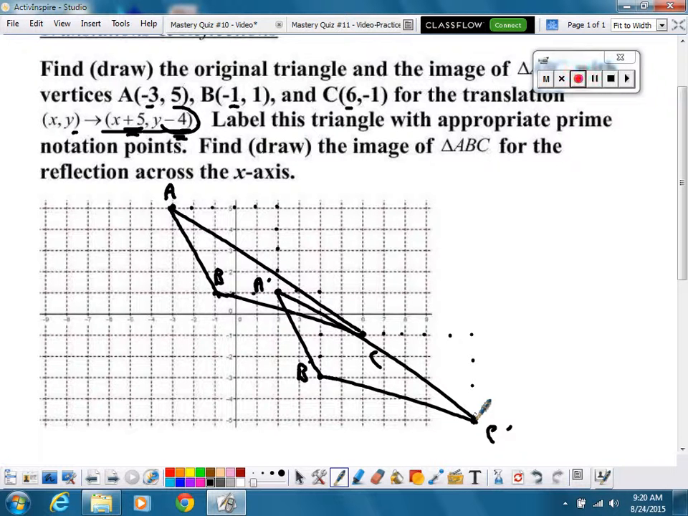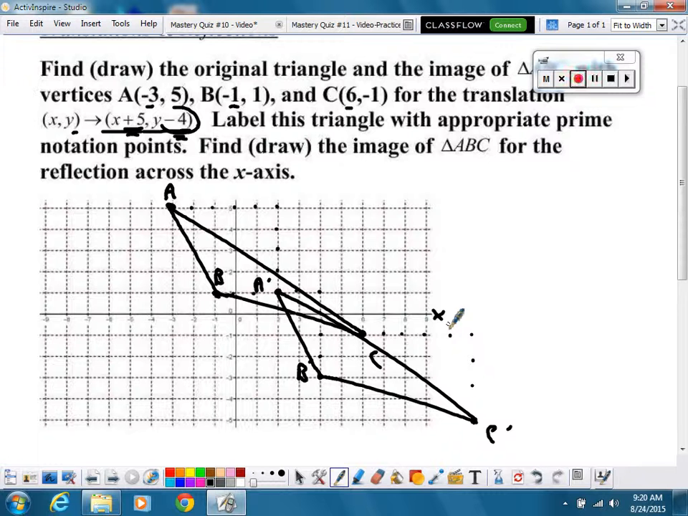That's my translation. Second thing I need to do is draw the image of my original triangle, my A, B, C, my original. Now this time I'm going to reflect that image over the x-axis. The x-axis, of course, is the horizontal axis right here. So what I'm basically going to do is take triangle ABC and flip it over that axis. So basically each point is going to go to the opposite side.